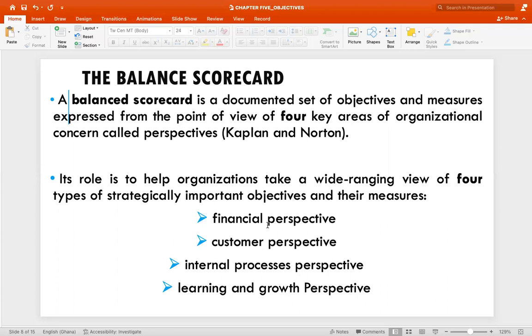Okay, is it clear? Is the balanced scorecard clear? Any questions?